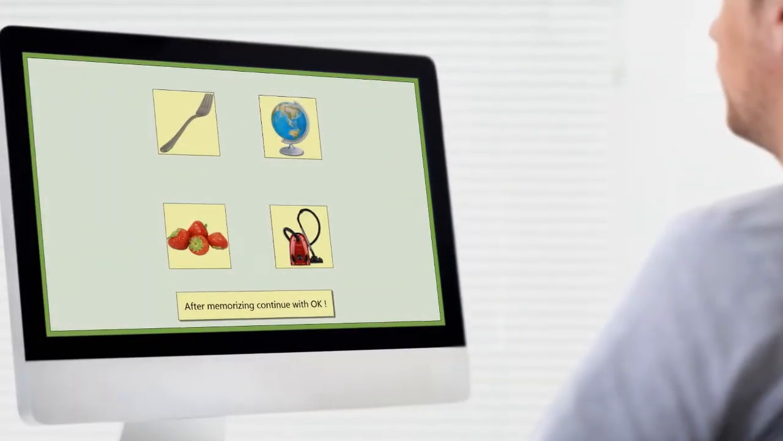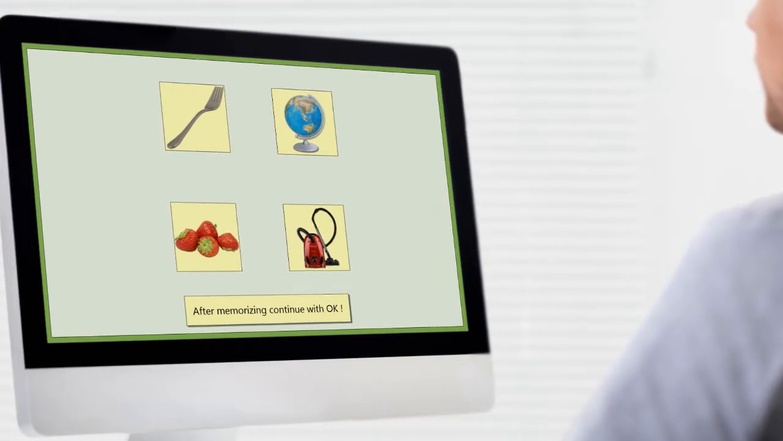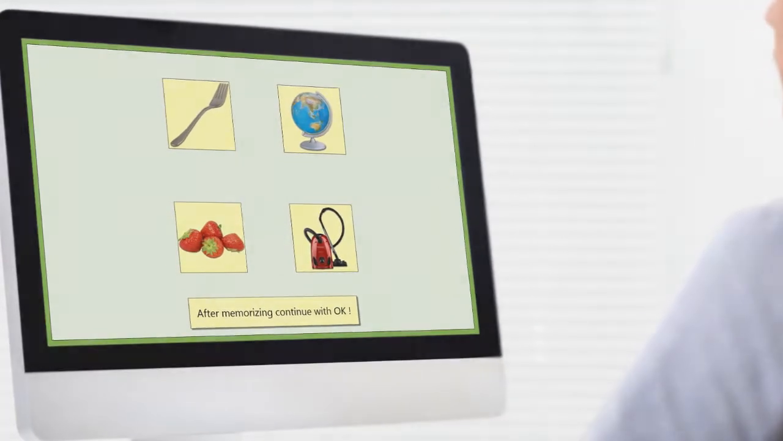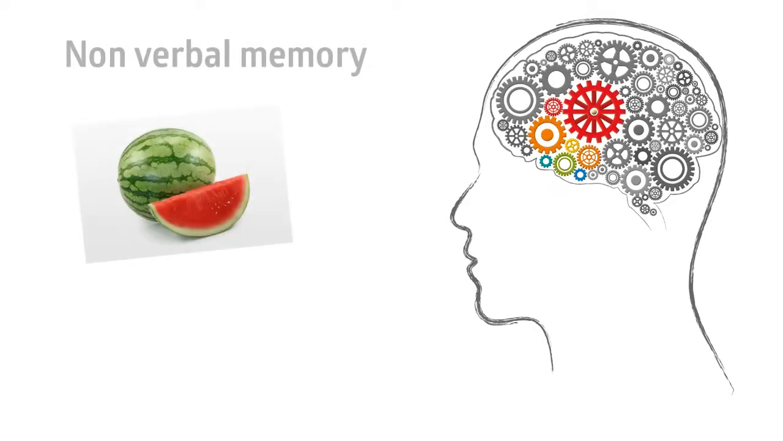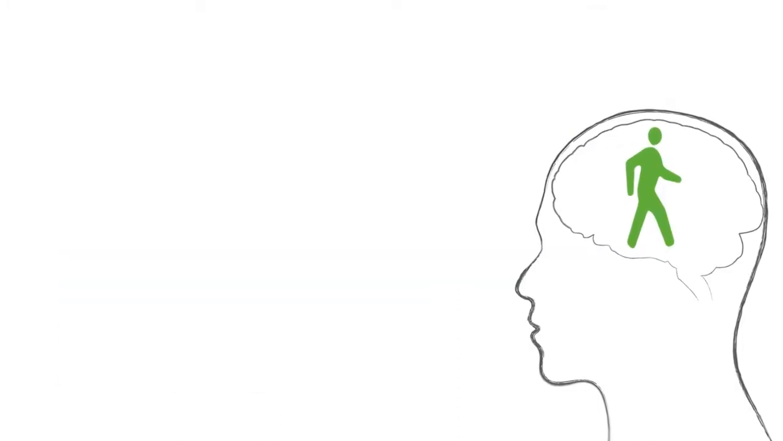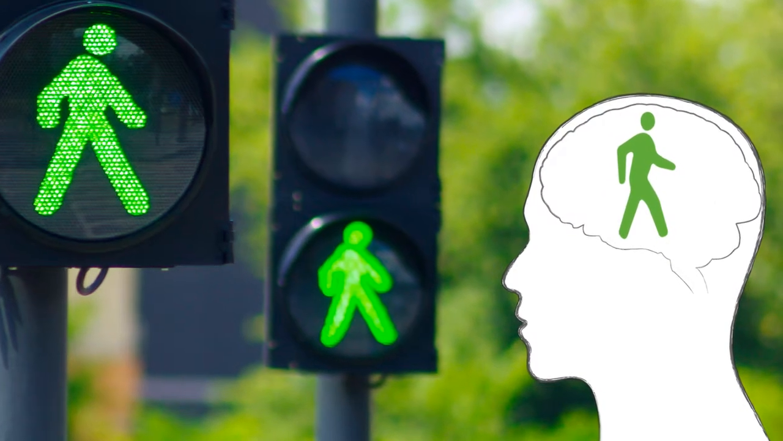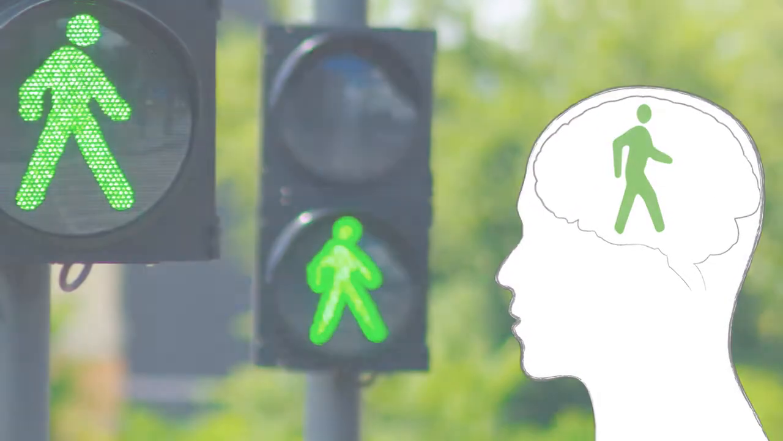The RehaCom module Figural Memory trains memory functions, such as figural learning and memorizing. It is part of nonverbal memory and is responsible for memorizing pictures, patterns, and symbols. Figural memory enables us to correctly recognize and evaluate familiar visual stimuli in daily life.